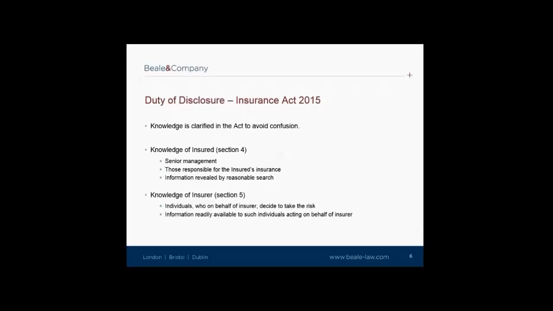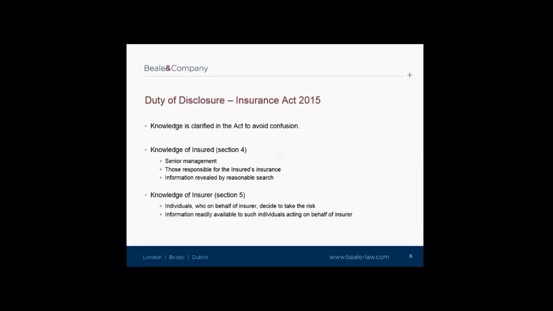Knowledge of the insurer is dealt with under Section 5 of the Insurance Act. An insured is not required to disclose a circumstance if the insurer knows it. For this purpose, an insurer knows something if it is known to individuals who, on behalf of the insurer, decide whether they take the risk. In practice, this is the knowledge of the underwriters, although claims handlers can be involved.